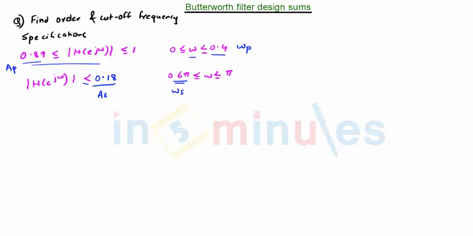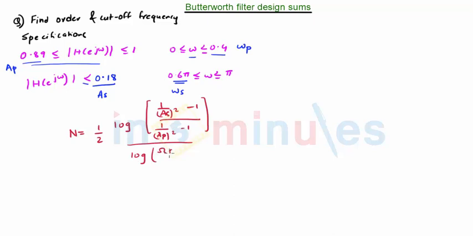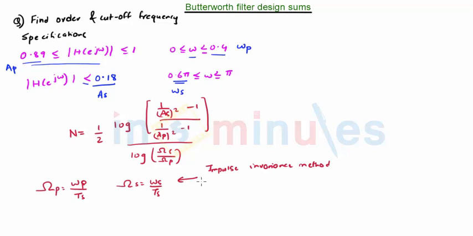But first, let us calculate the order of the filter. The order of the filter is given by capital N is equal to half log of (1 upon AS square minus 1) divided by (1 upon AP square minus 1), the whole divided by log of ωs upon ωp. First we will obtain the values Ωp and Ωs. Ωp is equal to ωp upon Ts and Ωs is equal to ωs upon Ts. As this is an impulse invariance method, we will use these formulas.